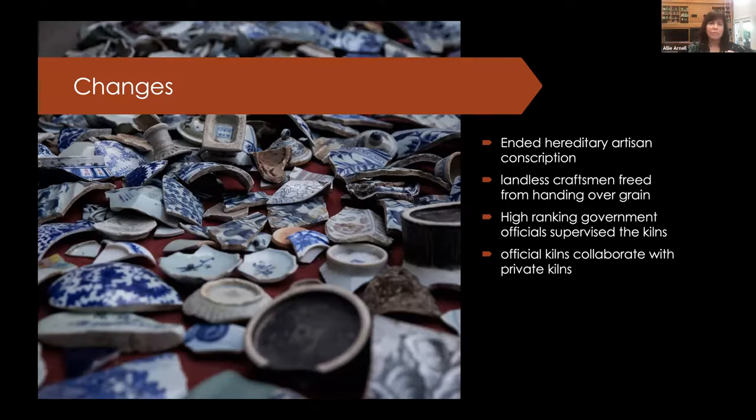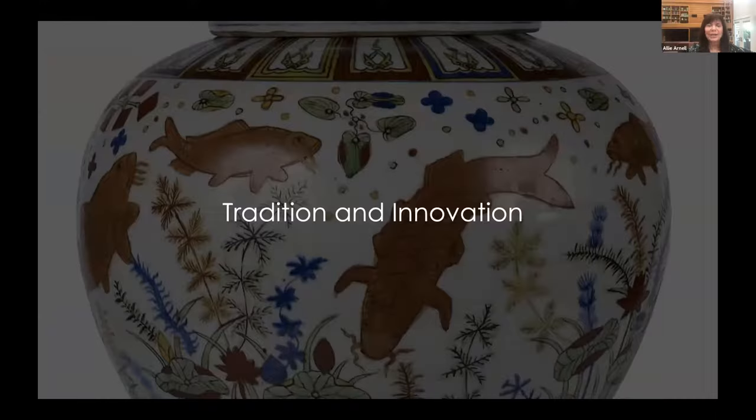For instance, if the official kilns have a large production order that they can't handle, they would ask for help from the private kilns. And what happens because of this is we see an elevation of the quality of the works generally during this time period. So one more thing before we look at art, and then I am going to be feeding your eyes, because really the more of these works of art you see, the more excited you will get, I'm sure, about this amazing moment in ceramic production.